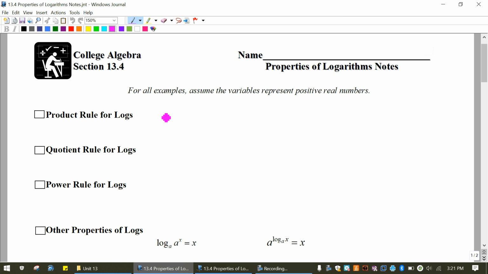So the product rule says if we have the log of a product, x times y, we can expand that to be the log of x plus the log of y. So whatever it is that's being multiplied together, each piece gets its own log, and we put a plus in between those.